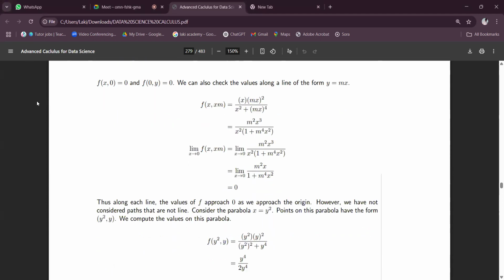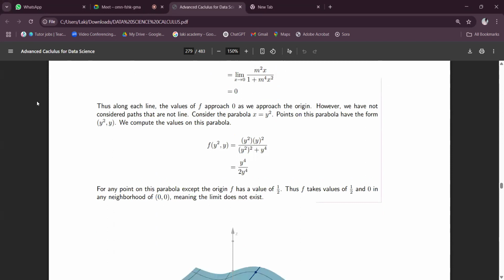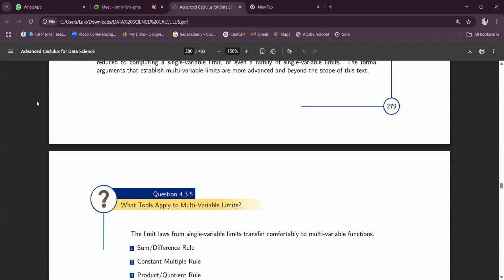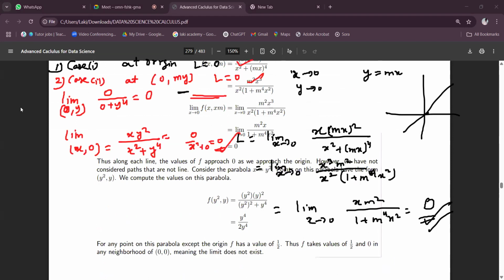At (0, 0), you are getting 0. Actually, this limit exists. In the question, it is saying that the limit exists when the curve is a line. But when the curve is a parabola, let's suppose y = mx square, then it does not exist. Why is it taking a parabola?